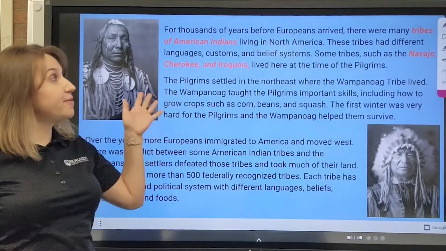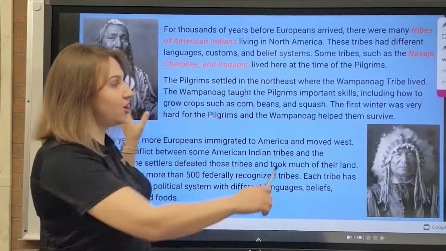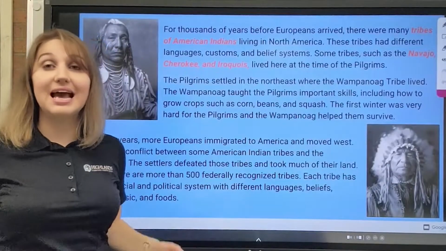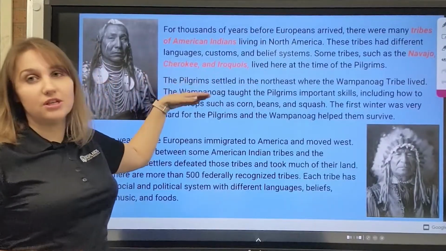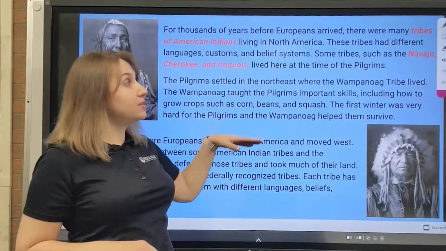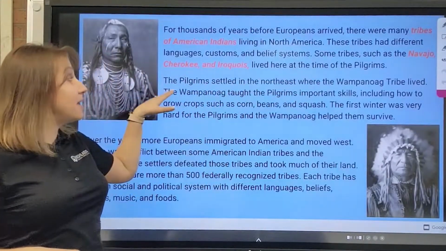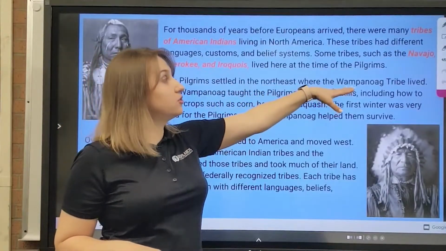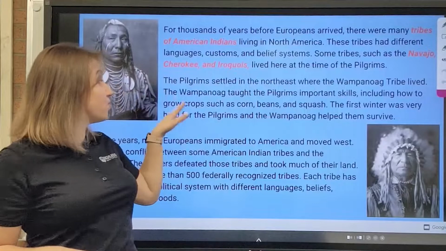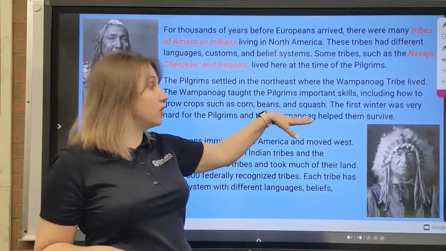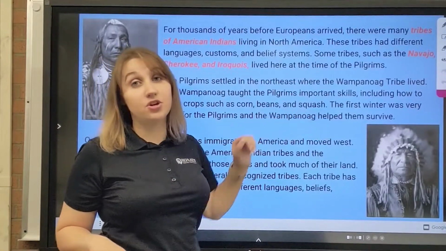For thousands of years before Europeans arrived, there were many tribes of American Indians living in North America. And here we have some pictures of the Native Americans that lived at the time when the pilgrims came. These tribes had different languages, customs, and belief systems. Some tribes, such as Navajo, Cherokee, and Iroquois, lived here at the time of the pilgrims. The pilgrims settled in the northeast where the Wampanoag tribe lived. The Wampanoag taught the pilgrims important skills, including how to grow crops such as corn, beans, and squash. The first winter was very hard for the pilgrims, and the Wampanoag helped them survive.